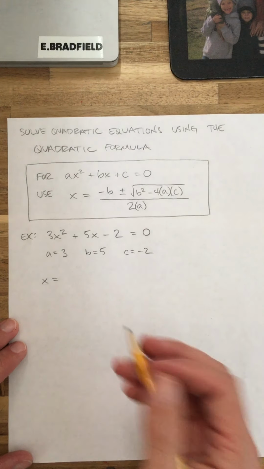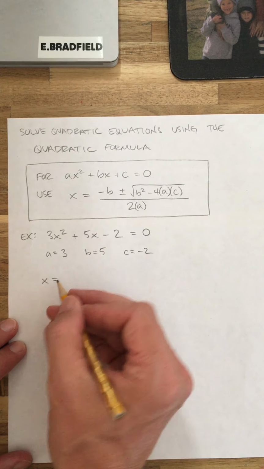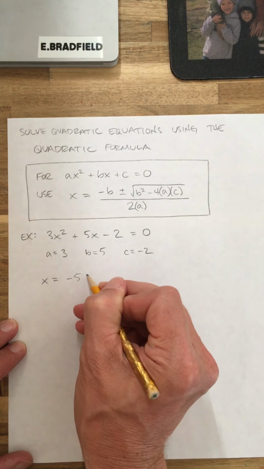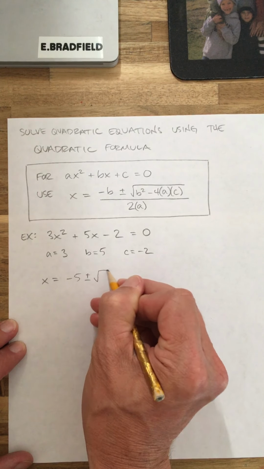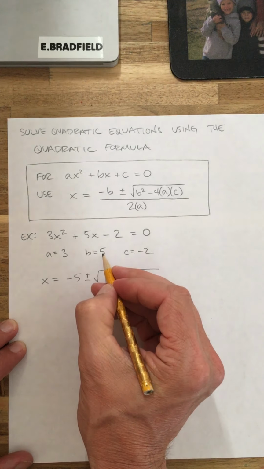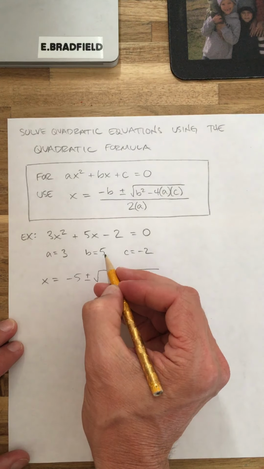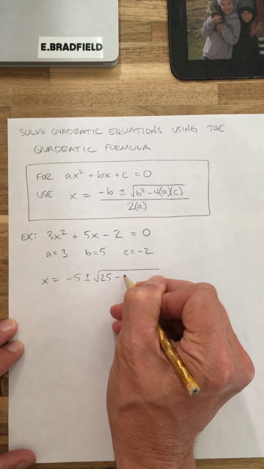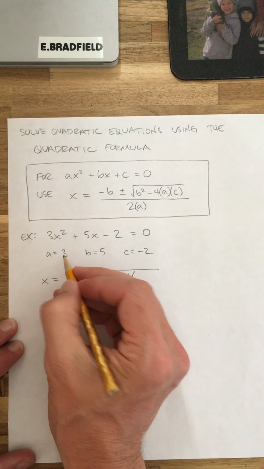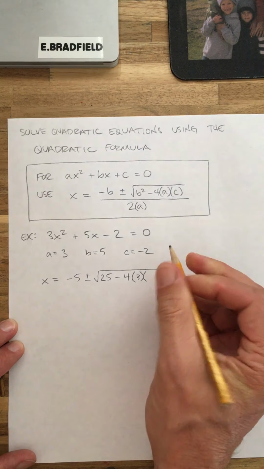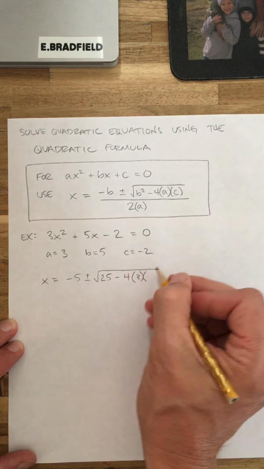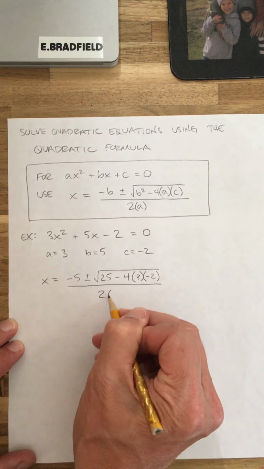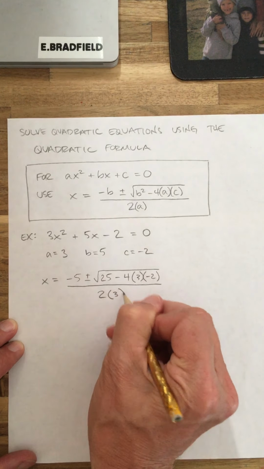Watch this, I'll sing. Ready? X equals opposite b, well b is 5, so opposite b is -5, plus or minus the square root of b squared, well 5 squared, that's 5 times 5, that's 25. B squared minus 4 times a, that's 3, times c, that's -2, all over 2 times a, which is 3. Okay?